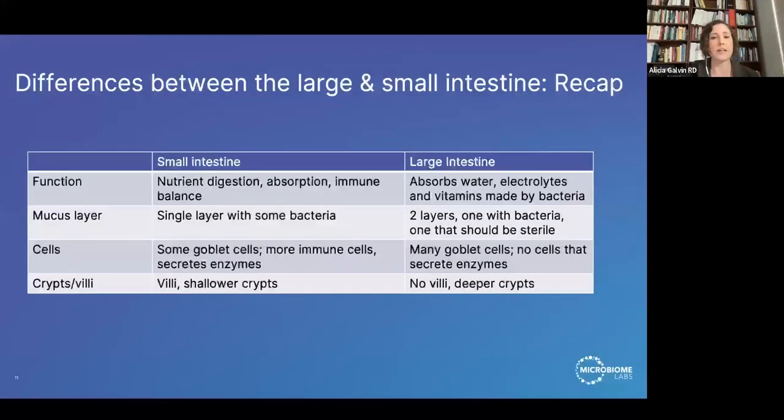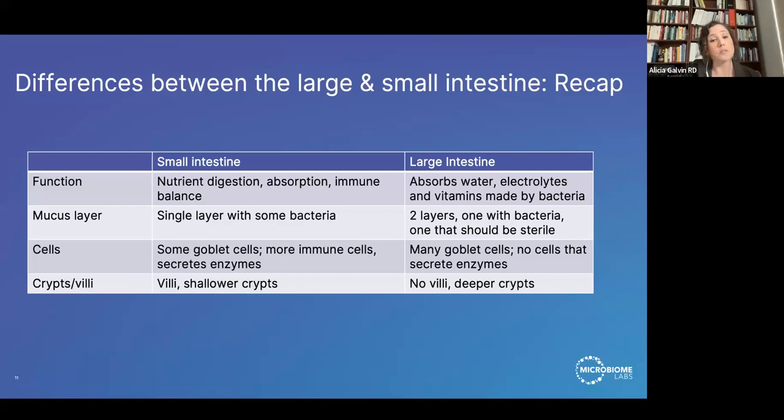So here's just a recap, a little chart that I made for you that you can quickly reference, of some of the differences between the large and small intestine. The function of the small intestine is nutrient absorption and immune balance, and the large intestine is mostly absorbing water and electrolytes, and it's also a site where vitamins are made by our bacteria. The mucus layer is thin and a single layer with some bacteria in the small intestine versus thick in the large. There are some goblet cells in the small intestine for that thinner mucus layer, whereas there are a lot of goblet cells in the large intestine, so you can get that thicker mucus layer.